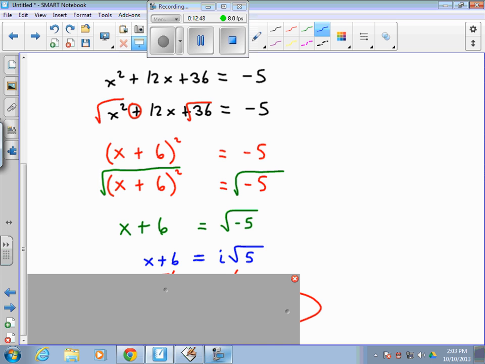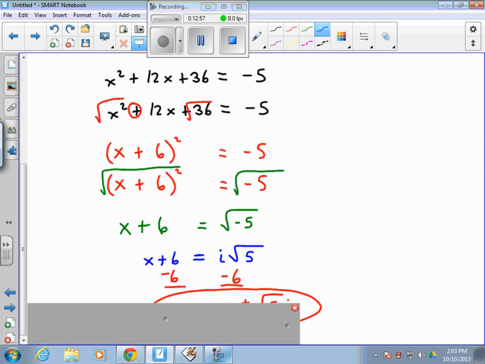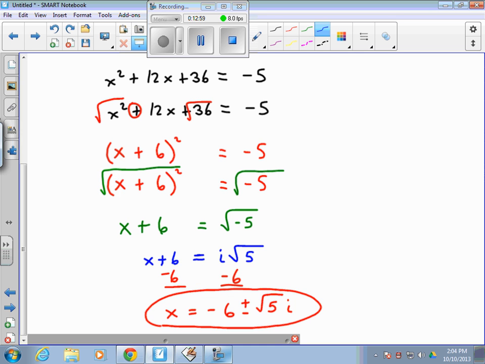Now we have a negative value, so we have to pull that negative value from underneath that radical. So x plus 6 equals i times the square root of 5. And then in order to get x by itself, you subtract 6 on both sides. So x equals negative 6 plus or minus the square root of 5i.